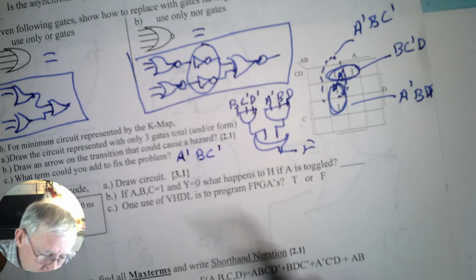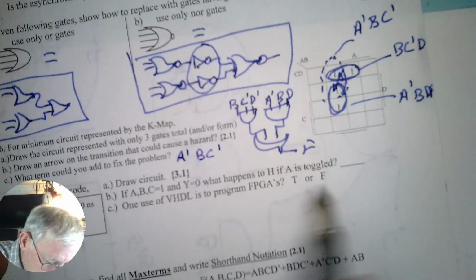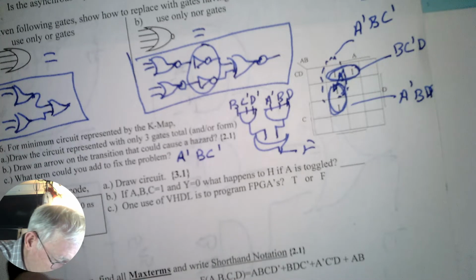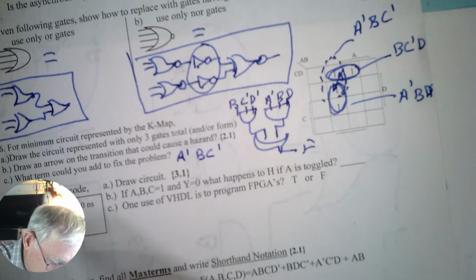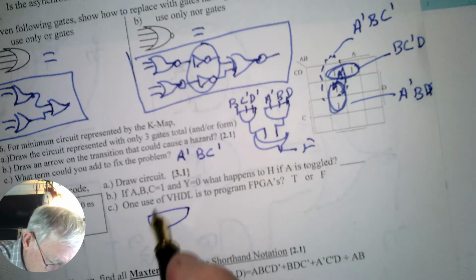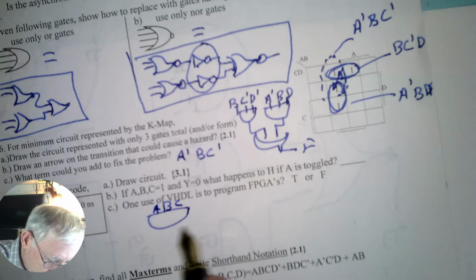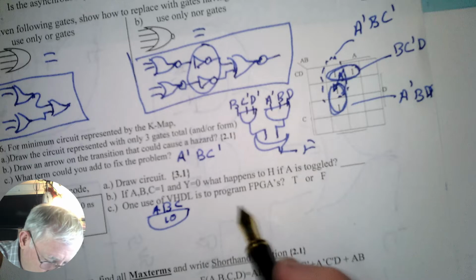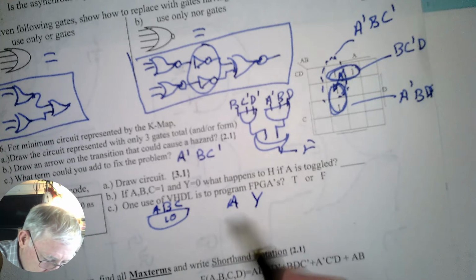Okay, given this VHDL code, you just have to draw it. So we have A ANDed with B ANDed with C after 10 nanoseconds. So A, B, C, 10 nanosecond delay. And then F is A OR Y. So A and Y in an OR gate.